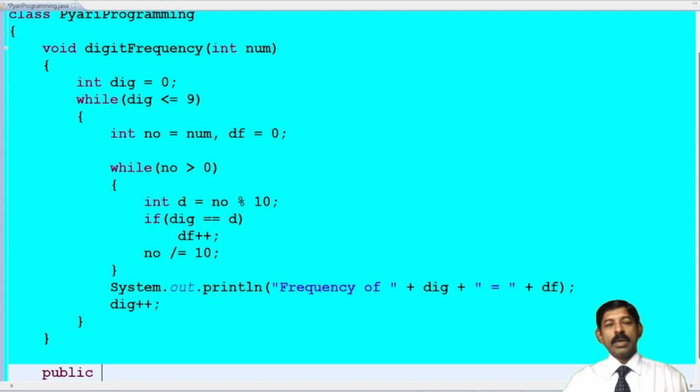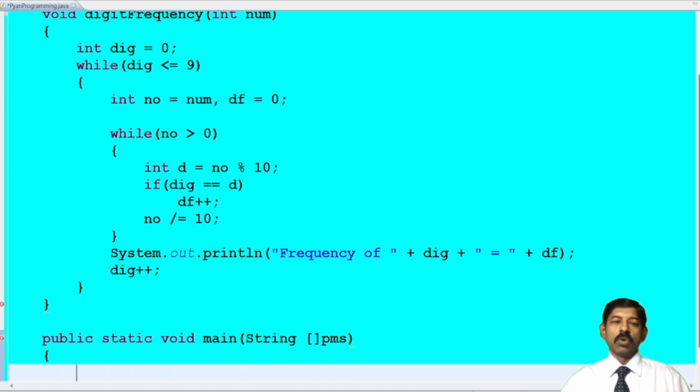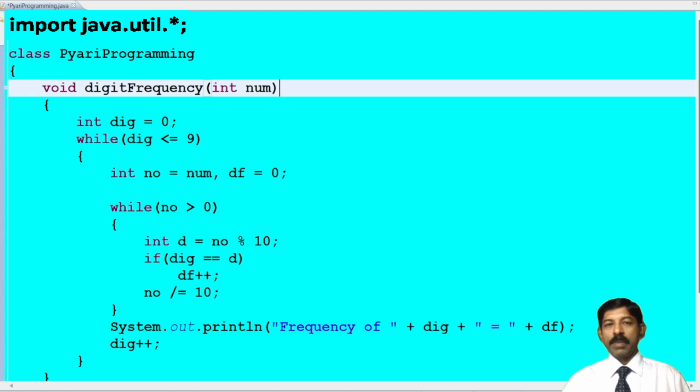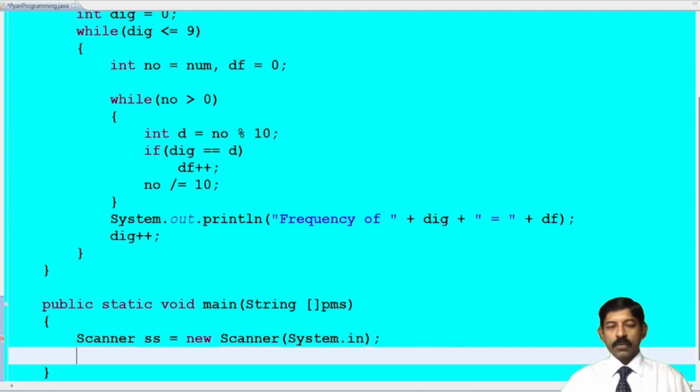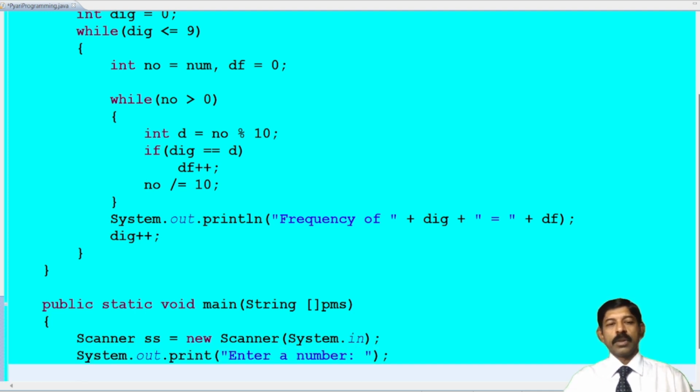I will say public static void main, inside which I will say String square bracket. I am giving PMS for Pyari Mohan Sahu. You can take anything. Now I have to pass a number to this method. So what I need to do? I need to accept a number. So that's why I will say Scanner ss is equal to new Scanner System.in. After that I will give a message, System.out.print. The message will be enter a number. After that I will say int n is equal to sc dot nextInt.